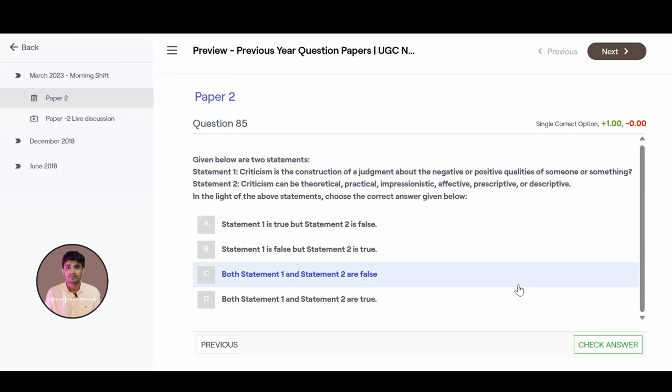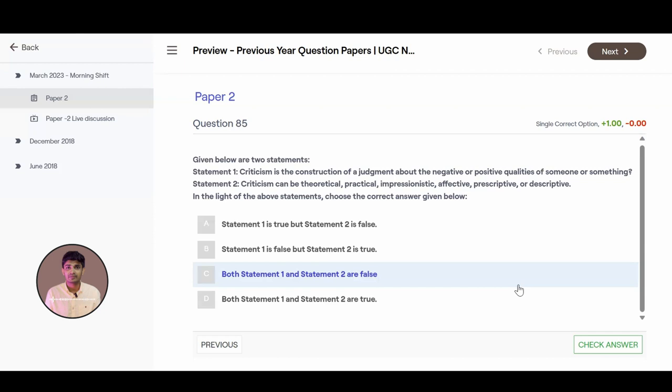Impressionistic, affective, perspective, or descriptive. See how to answer this question. Statement 1 is right. Why? What then is criticism? What else is criticism? Criticism is when you comment on something.